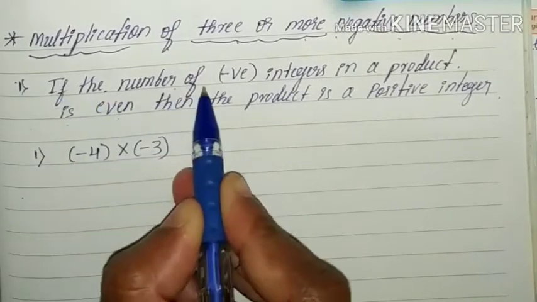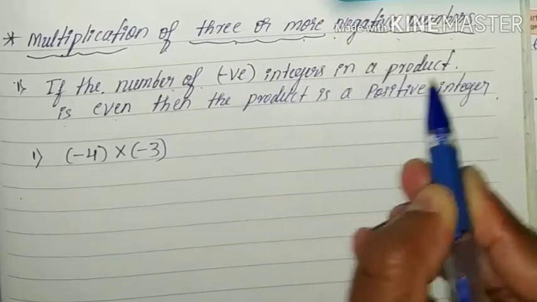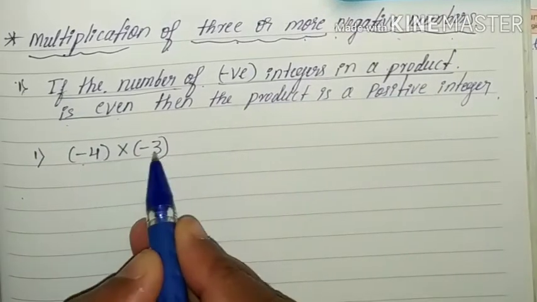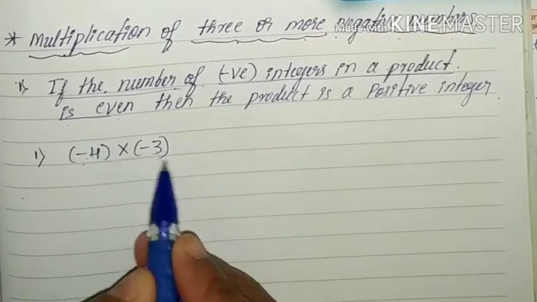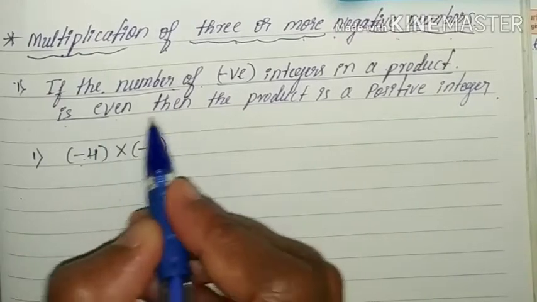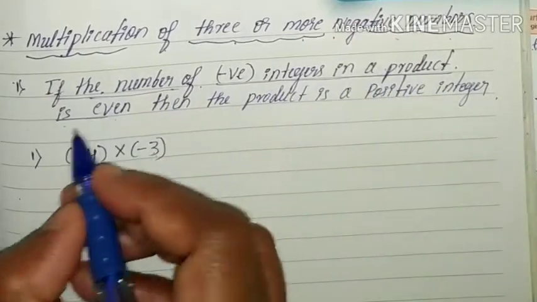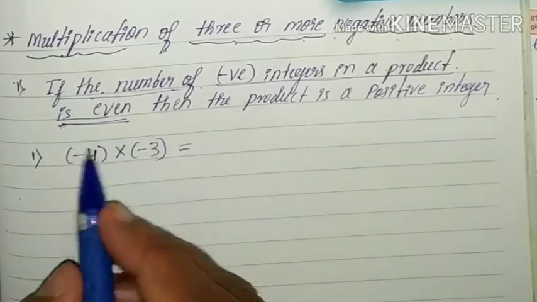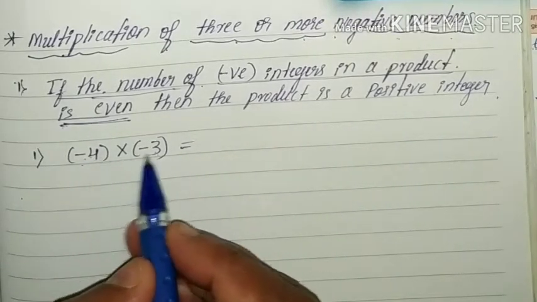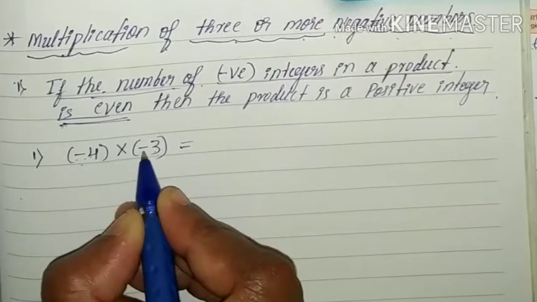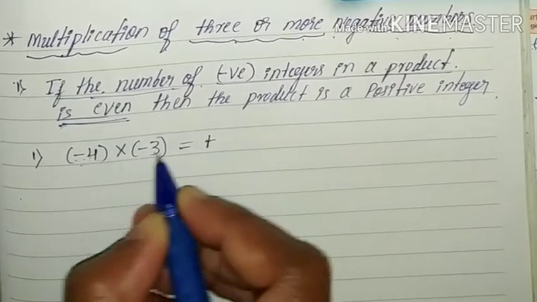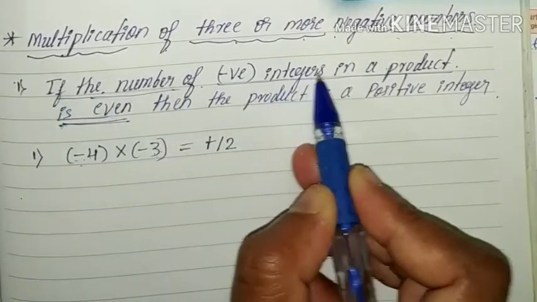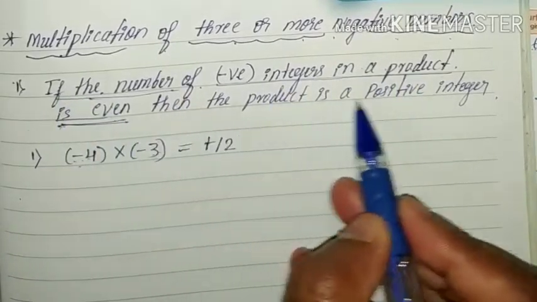So, if the number of negative integers in a product is even, what is this? Here, how many integers are there? 2 integers. The number of integers in a product is even, right? So then the product is a positive integer. See here, the product is always a positive integer. Minus minus is plus. So 4 3s are 12. That means if the number of integers in the product is even, then the product is a positive integer.